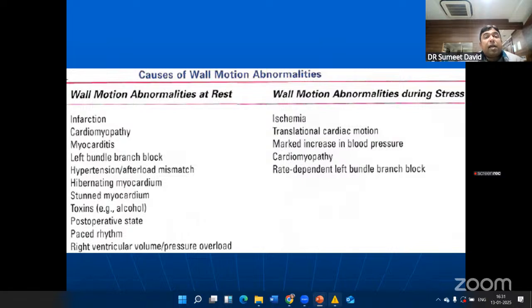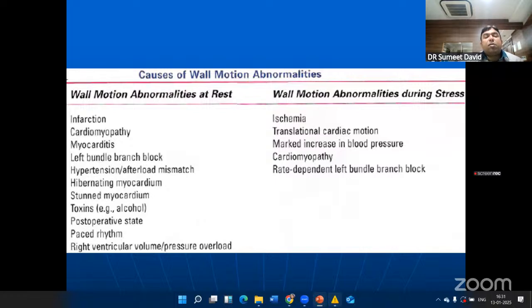So cardiomyopathy can be the cause. Myocarditis can be the cause. Left bundle branch block can be the cause. Hypertension or afterload mismatch can be the cause. Hibernating myocardium can be the cause. Stunned myocardium can be the cause. Toxins, for example alcohol, can be the cause. Postoperative state can be the cause.